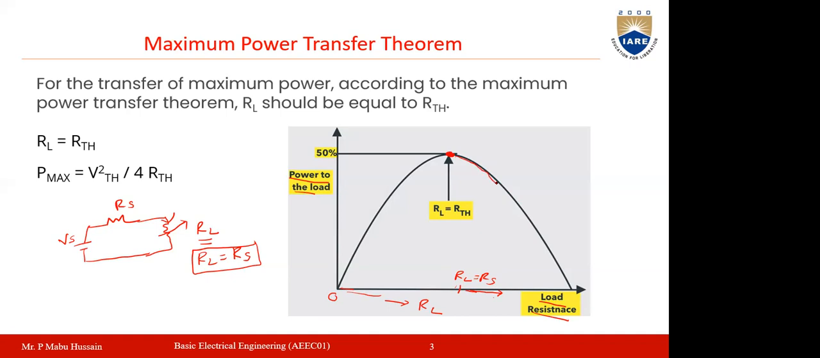Now, if you increase the load resistance even beyond this, the power delivered to the load will be decreasing here. From 0 to RL equal to RS, your power delivered to the load goes on increasing and reaches the maximum value. Then at RL equal to RS, the maximum value will be there. Beyond that, again it will decrease. So this is the maximum power transfer theorem graph.